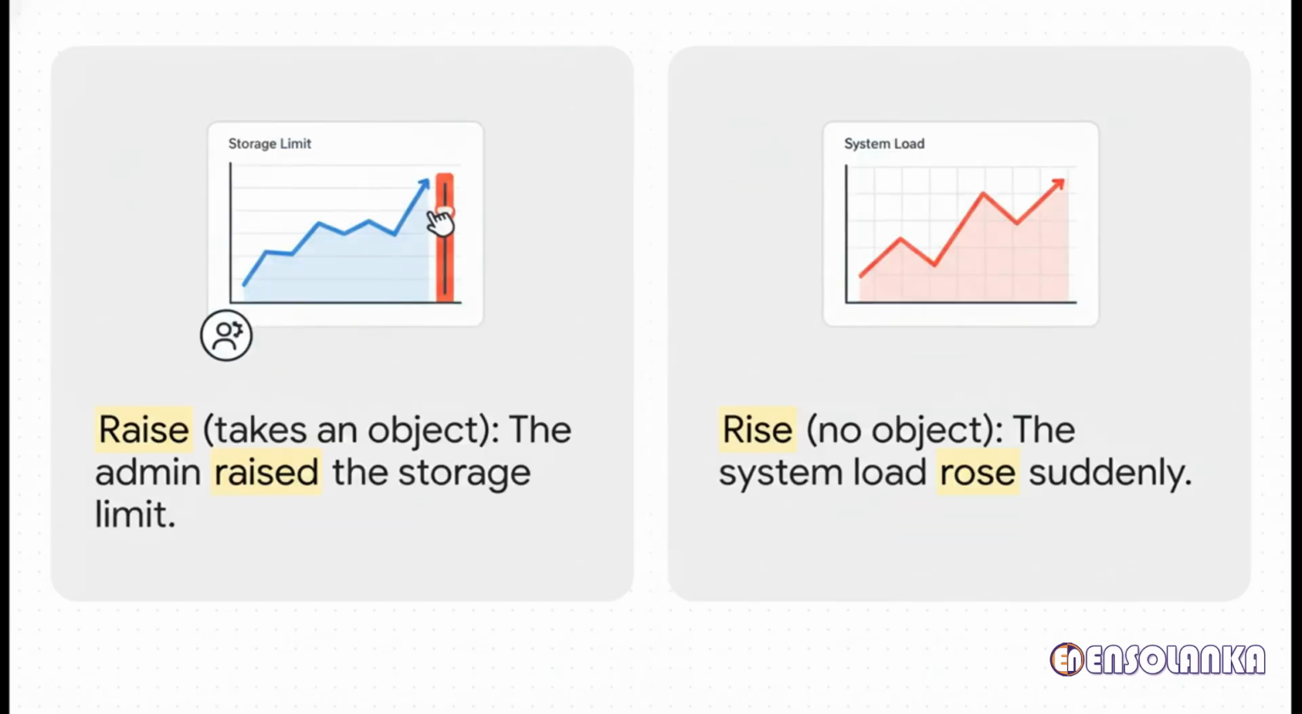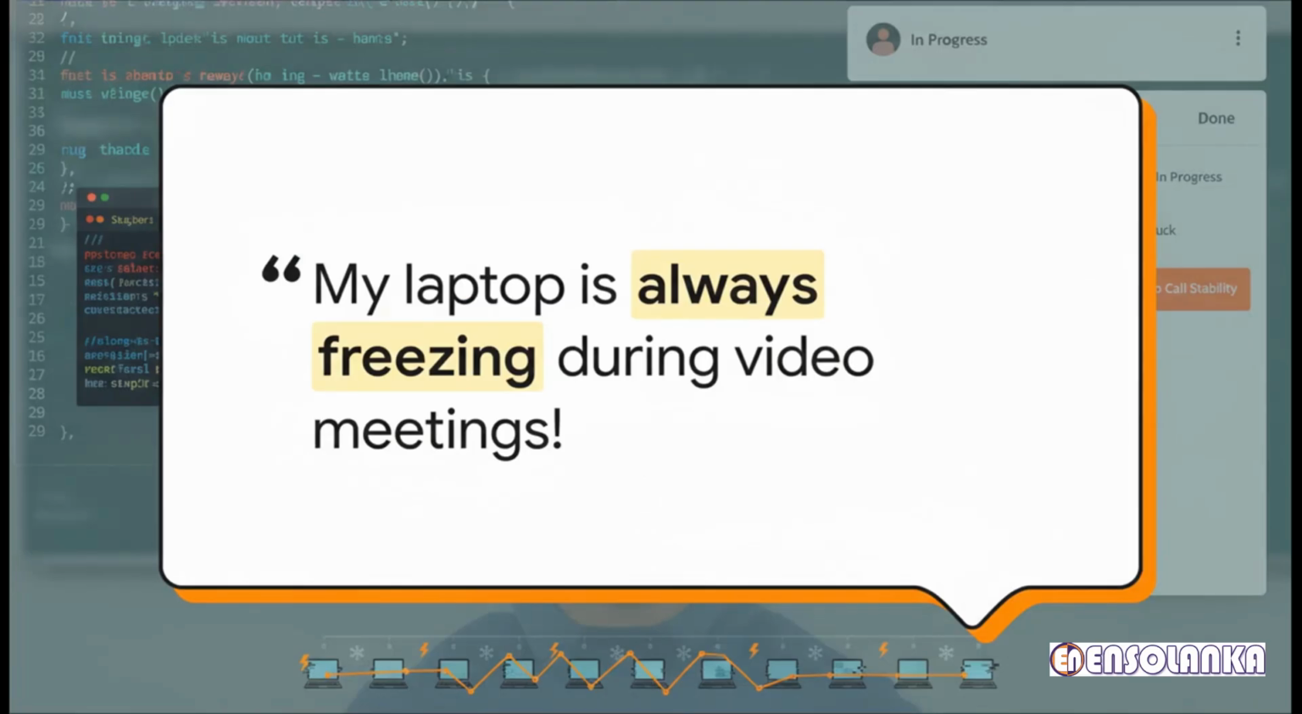And here's a pair that trips up so many people. Raise versus rise. The rule is actually pretty simple. Raise needs an object. Someone or something has to raise something else. Like, "the admin raised the storage limit." But rise happens all on its own. "The system load rose suddenly." See? No object needed.